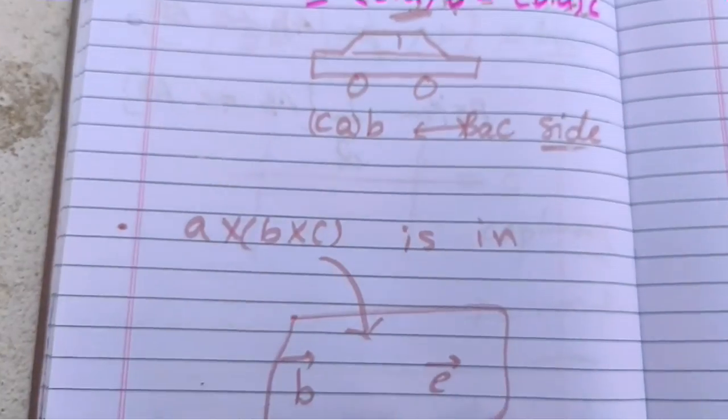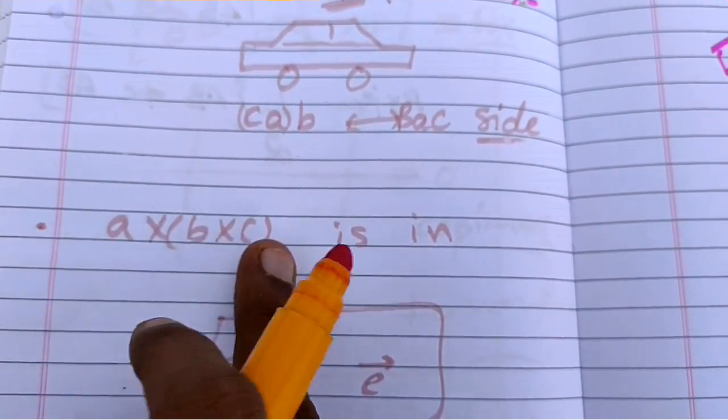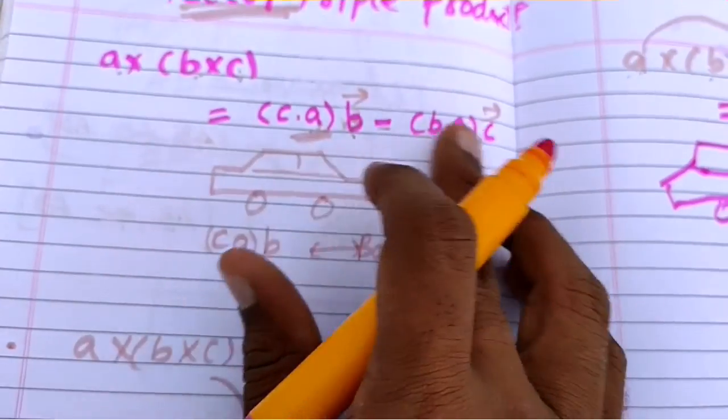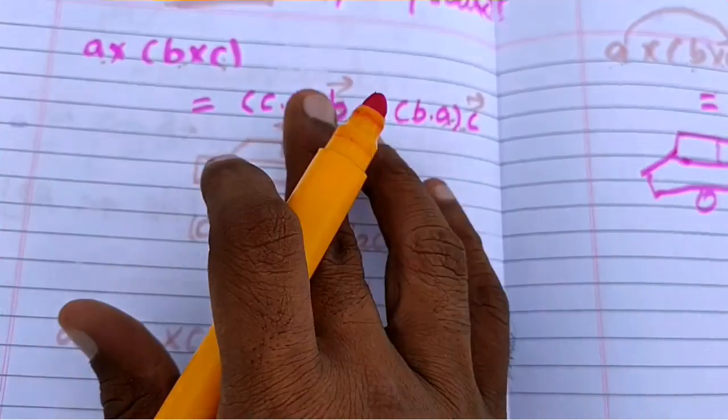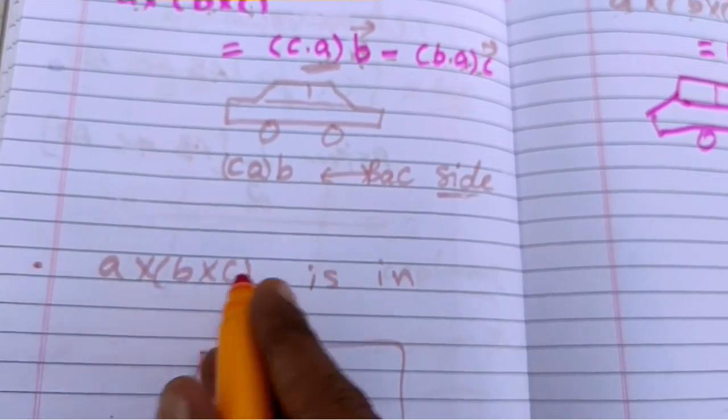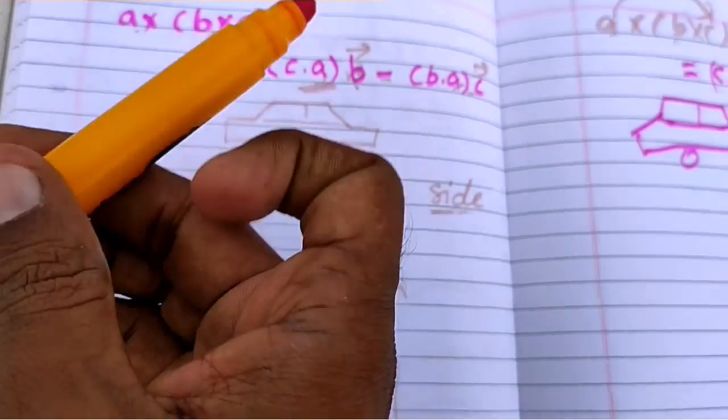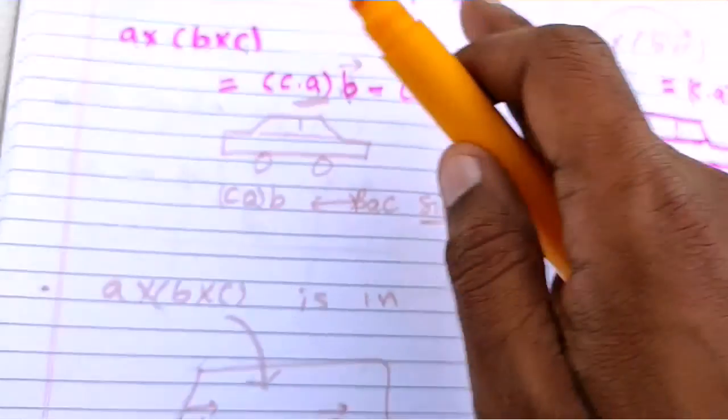Clear, guys? The next one we have learned is, sir, A cross B cross C is a vector. That is fine. That answer is this. We have to subtract this from this, and we will get a vector. But where is this, sir? One vector is here, this pen, and another vector here, and another vector here.